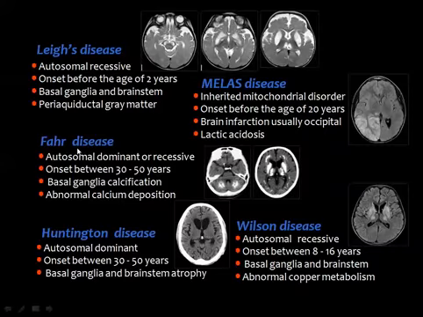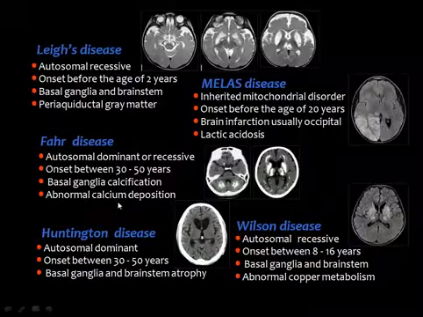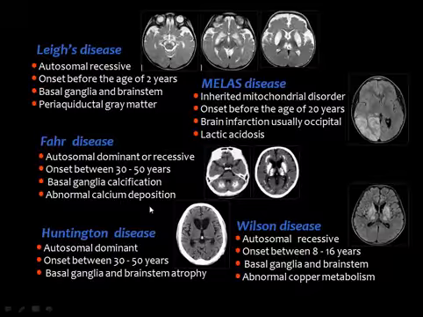Fahr disease is an autosomal dominant or recessive disease. The onset is between the age of 30 to 50 years, and the main imaging finding is the presence of bilateral symmetrical basal ganglia calcification with calcium deposition in the white matter as well.